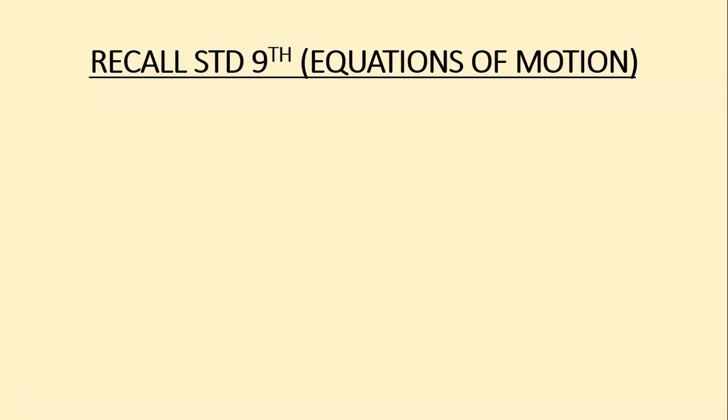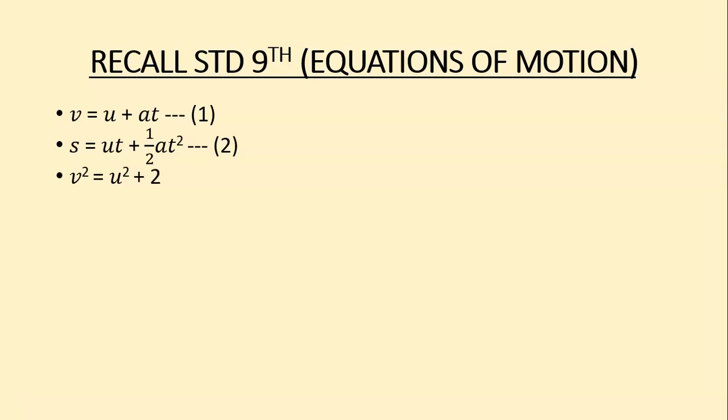For a freely falling object, the velocity on reaching the earth and the time taken for it can be calculated by using Newton's equations of motion studied in standard 9th. V is equal to U plus AT, the first equation. S is equal to UT plus half AT square, second equation. V square is equal to U square plus 2AS, third equation.